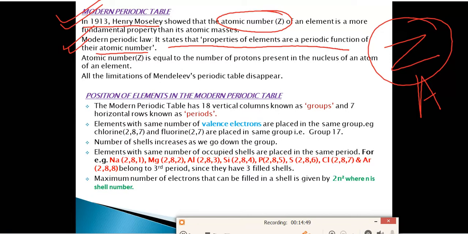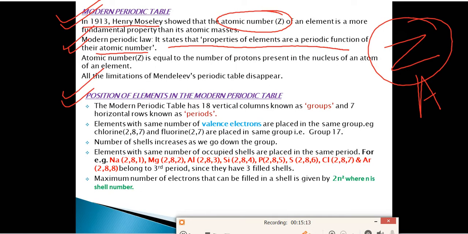So atomic number Z can also be equal to number of electrons. All the limitations of Mendeleev's periodic table disappear. After the discovery of the modern periodic table, the limitations which we have read in Mendeleev's periodic table disappear. Now we don't have any limitations which we can see in the modern periodic table.